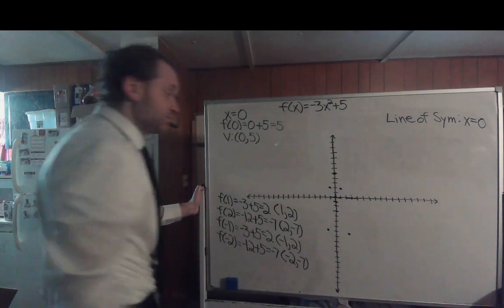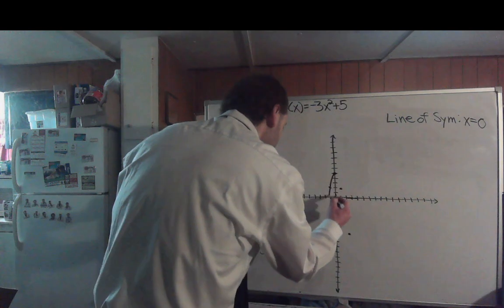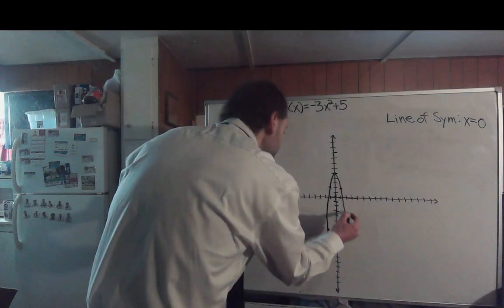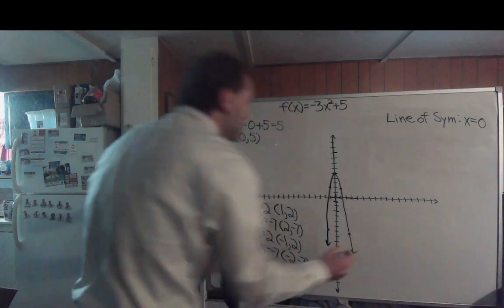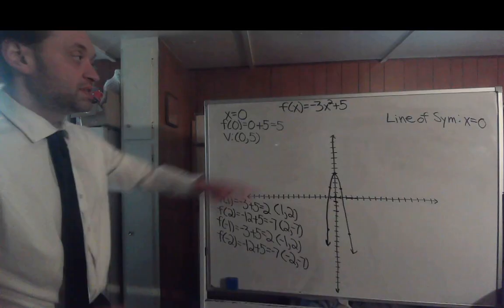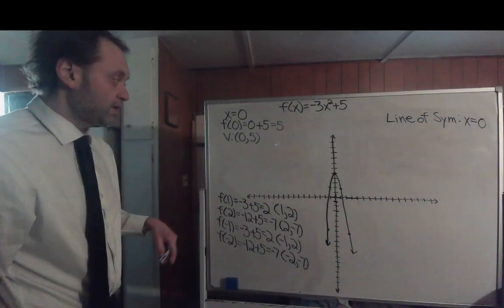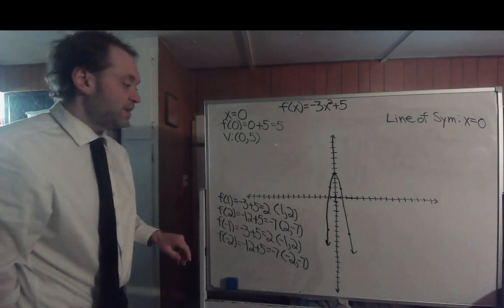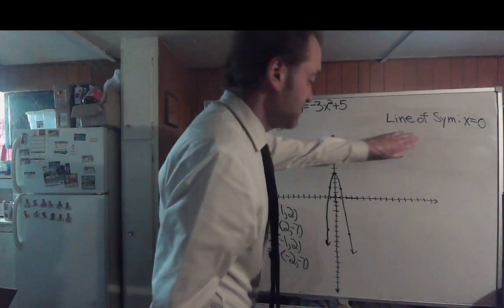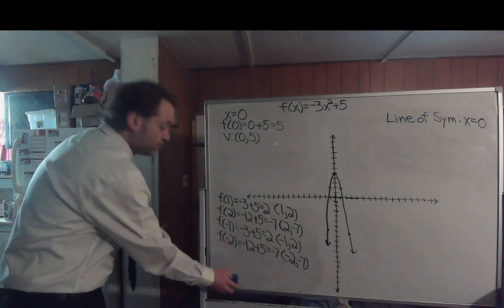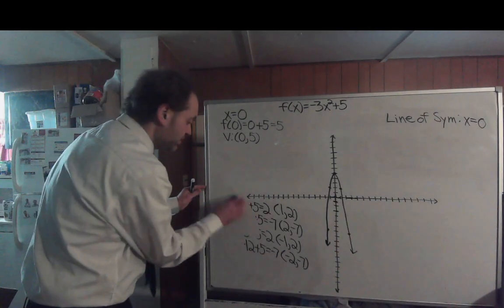Now there's sufficient points to connect your parabola. And there is your parabola that opens downward because of that negative coefficient on the x squared, vertex at 0, 5, and then your other points, line of symmetry, x equals 0. So that's the general form, how you would find it in general form.